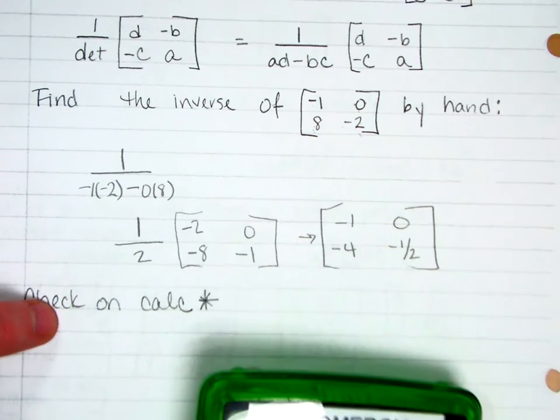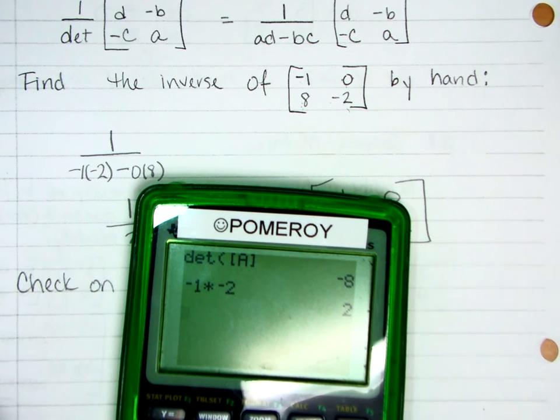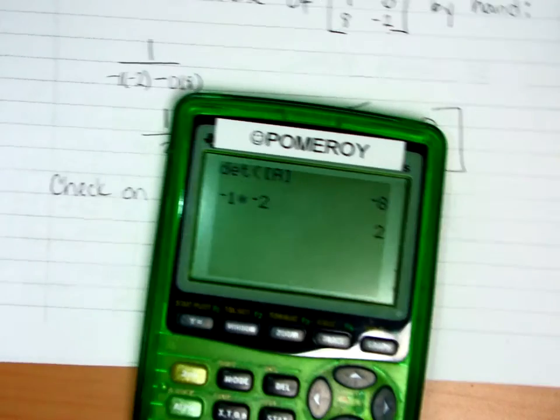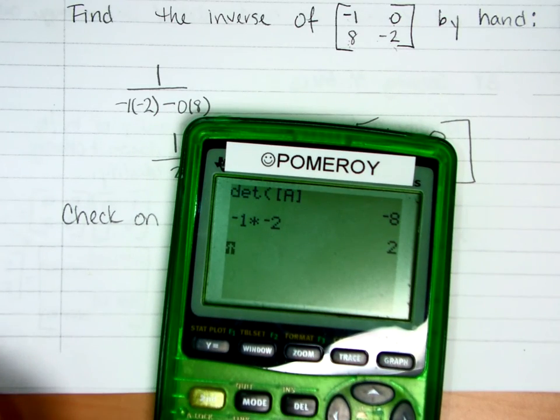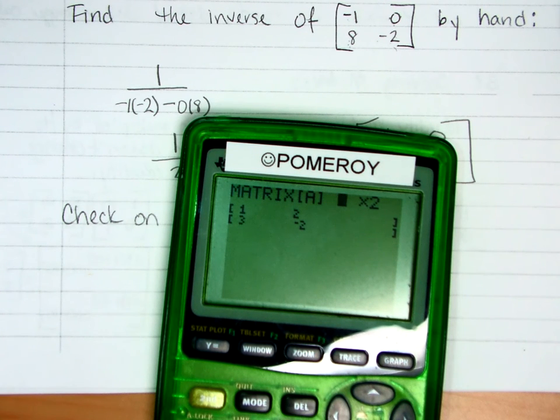Now we're going to check on our calculator, typing it in. We're going to go second x to the negative 1 for matrix, unless you have a matrix button right here. Second, x inverse. We're going to edit the first one. It's a 2 by 2, so 2 by 2. Negative 1, 0, 8, negative 2.